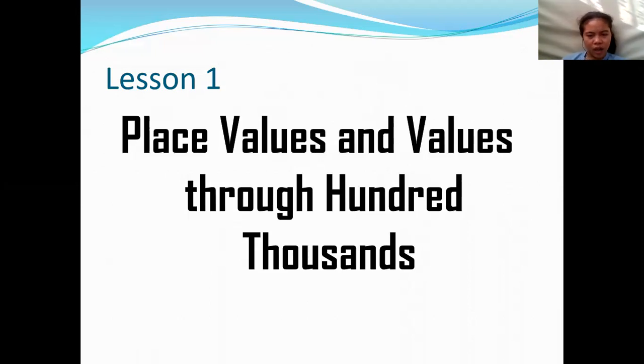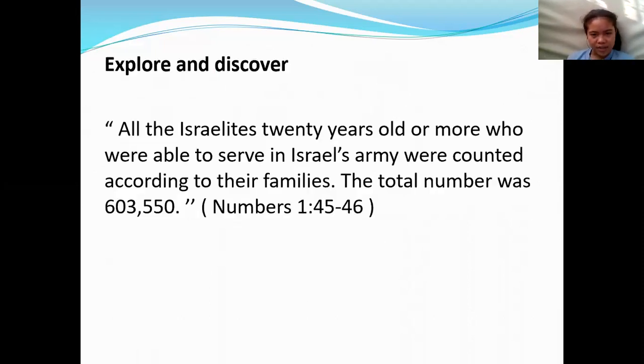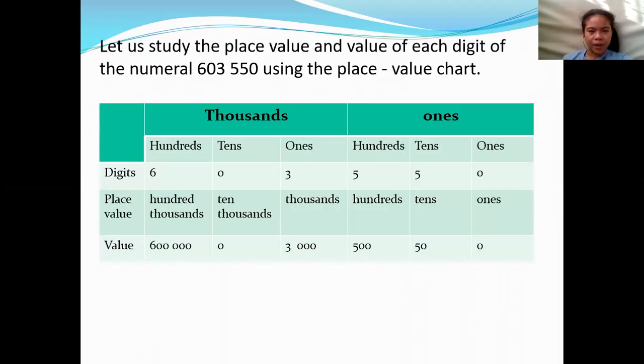Next. Okay, so we see in this lesson 1, place values and values through hundred thousands. All the Israelites 20 years old or more who were able to serve in Israel's army were counted according to their families. The total number was 603,550. I got that from the Bible verse Numbers 1, verses 45 to 46. Okay, so let us study this number.